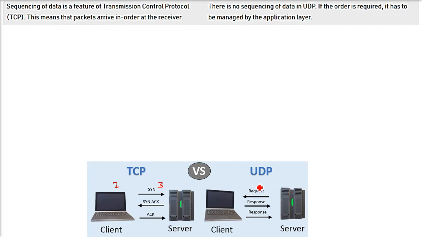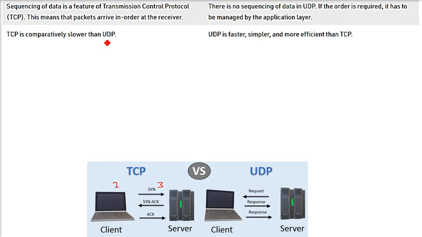In UDP, there is no sequencing. There is not even a sequence number in the header. So if the order is required, it has to be managed by the application layer. UDP will not know, or will not consider, the sequence number.